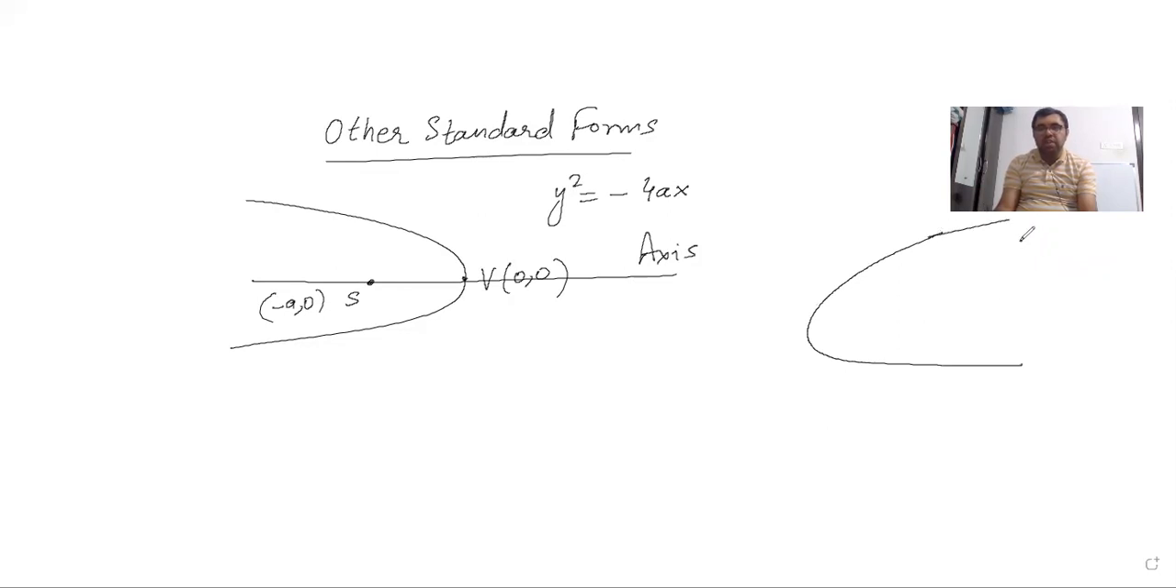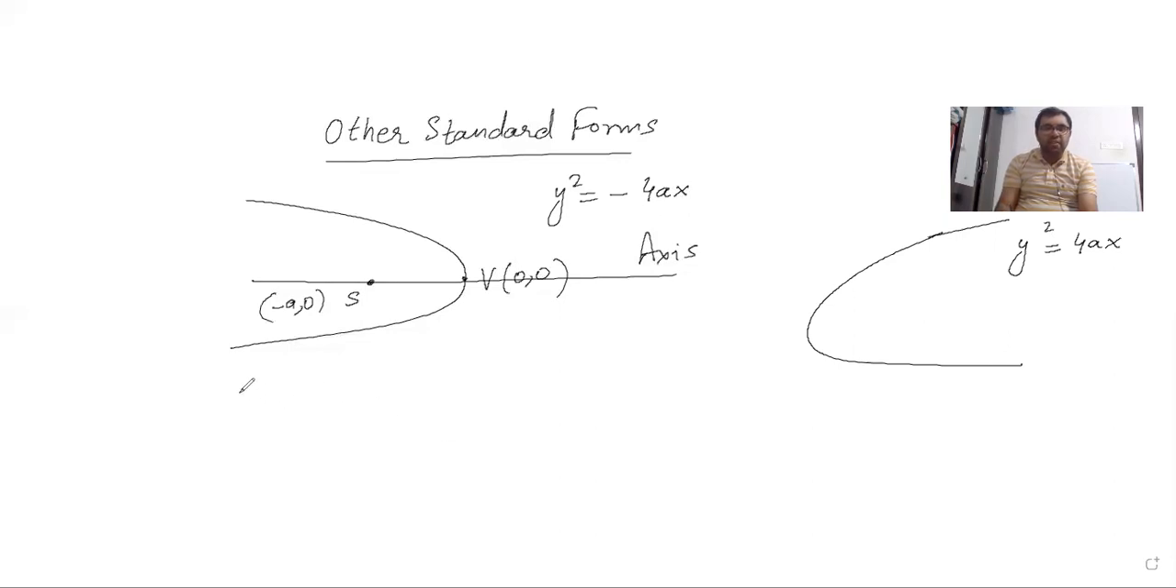Whenever we have a horizontal parabola, like the one which I taught you earlier, in this case it was facing towards the right. So that is why it was y square is equal to 4ax. Now the parabola which I have drawn now, this is facing towards the left. So in this case also we have the equation y square equal to minus 4ax. Both of these are horizontal parabolas. Therefore we have the term y square and a linear term in x.